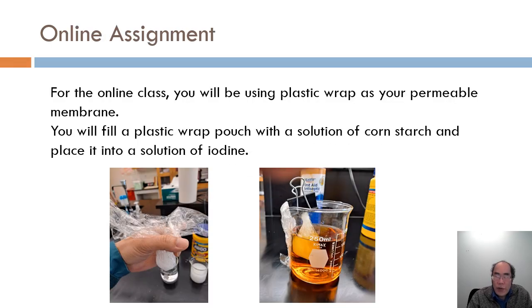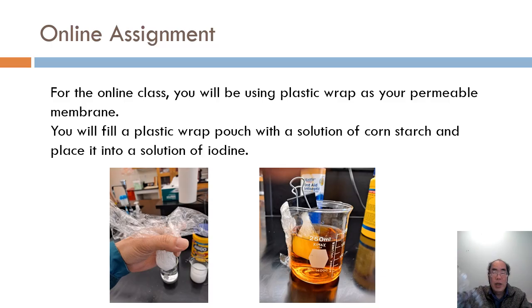Now, for you guys, for the online class, dialysis tubing is not something you can buy in your local grocery store, and even if you could, it's very expensive. And phenolphthalein is also not something you can buy in your grocery store. But what you can do is buy cornstarch and iodine and plastic wrap. So for you guys, you'll use plastic wrap as your permeable membrane.